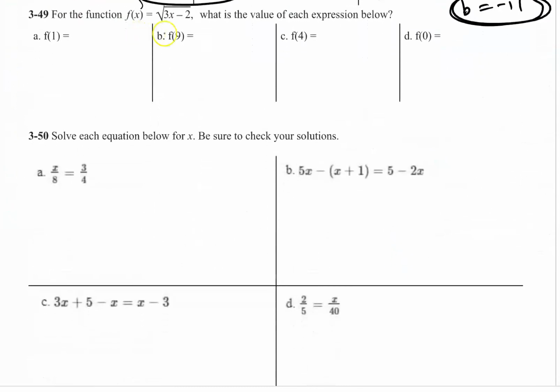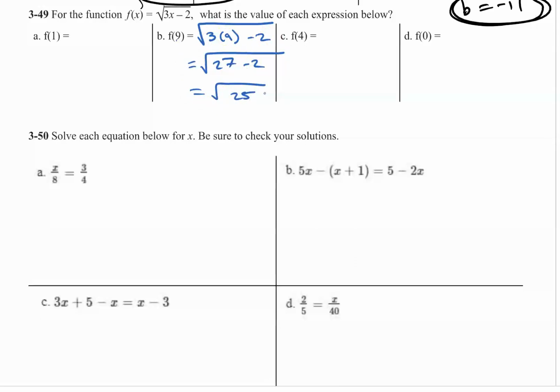3-49. For this function, evaluate. Let's do f of 9. f of 9 is equal to the square root of 3 times x, whatever x is, so 3 times 9, and then take away 2. 3 times 9 is 27, and we're supposed to take away 2 from that.